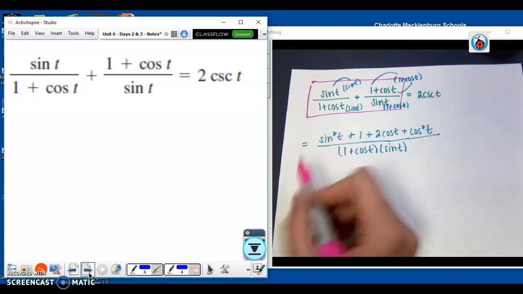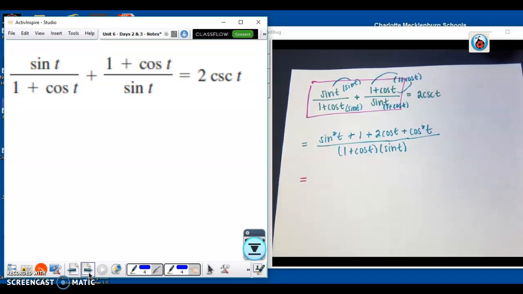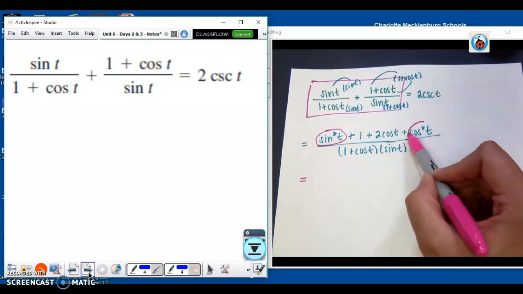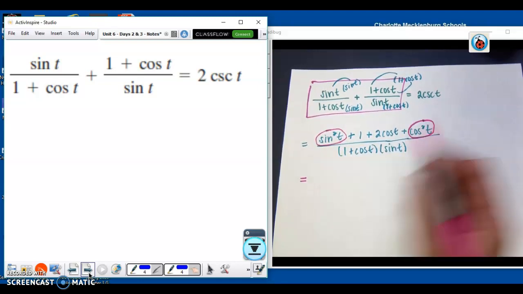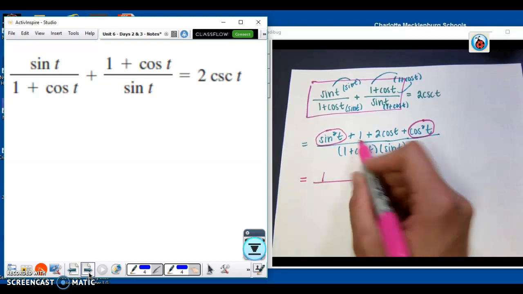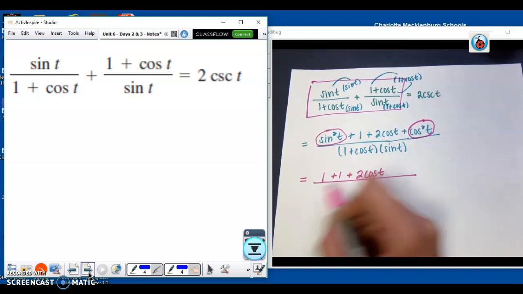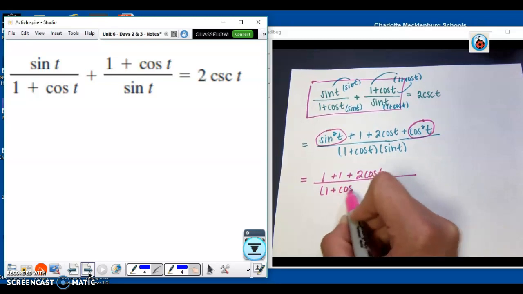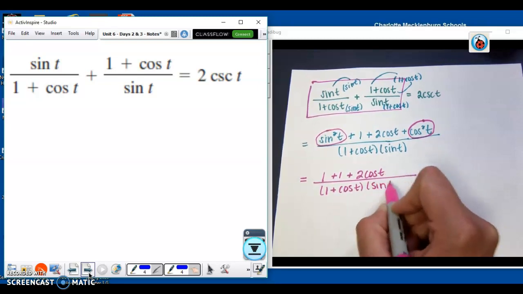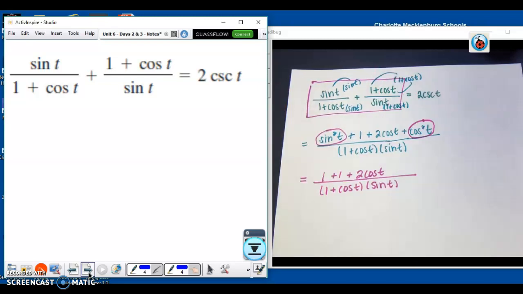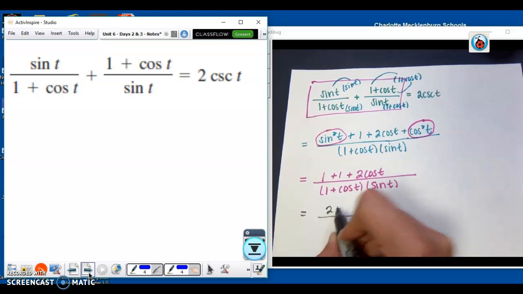Okay, so cleaning it up a little bit, one thing hopefully you can spot is sine squared t plus cosine squared t is 1. So that gives us 1. We still have this extra 1. Then we have 2 cosine t. Still have the denominator here. Remember, we're trying to get it all the way to 2 cosecant t. So I'm just going to combine this 1 and 1 and make it 2.